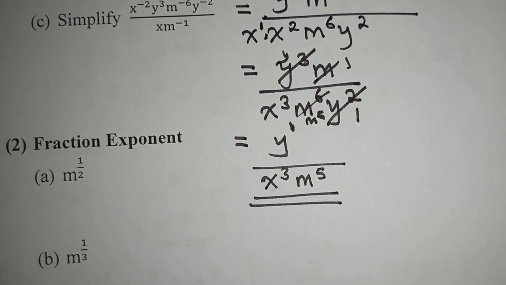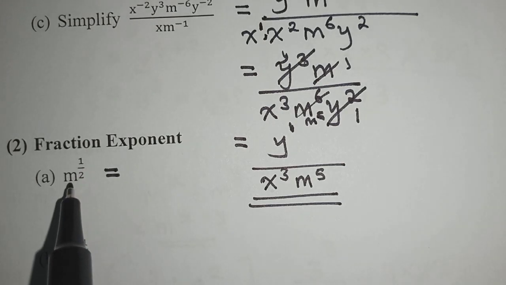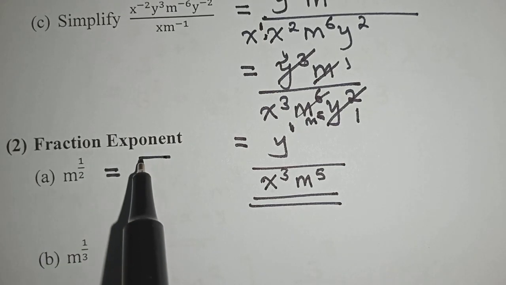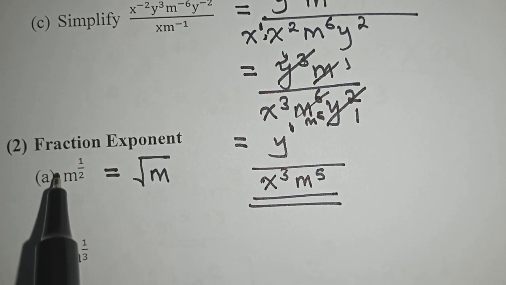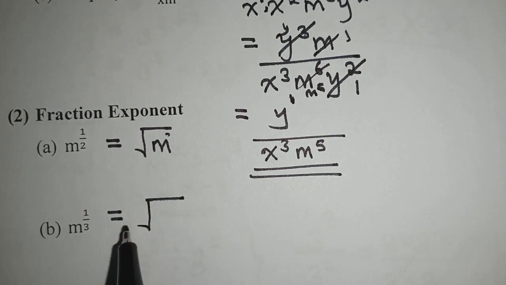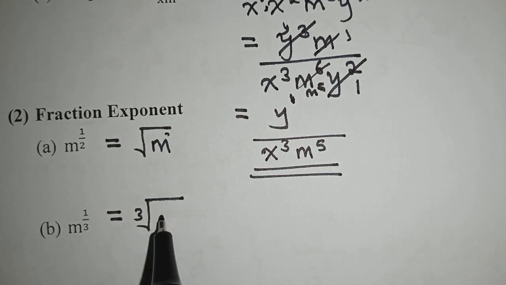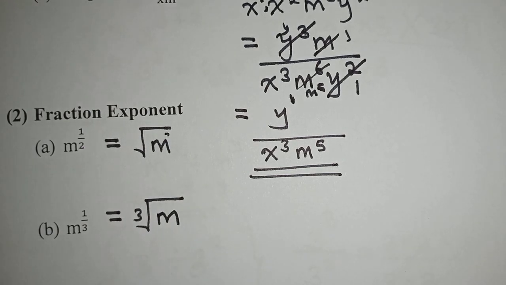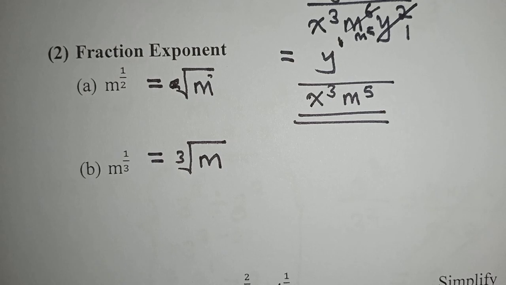We've got the fraction exponents. So for fraction exponents, just check if you have power 1 over 2, meaning it's a square root of m. So this fraction means square root of m. This and this are the same. For this other one, when it's power 1 over 3, the denominator here for the power means a cube root. This one means square root. So we're dealing with a cube root. So this is a cube root of m. So for square root, we don't write a 2 here. We just leave it like that.